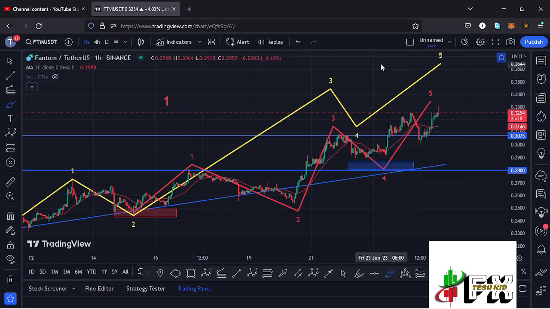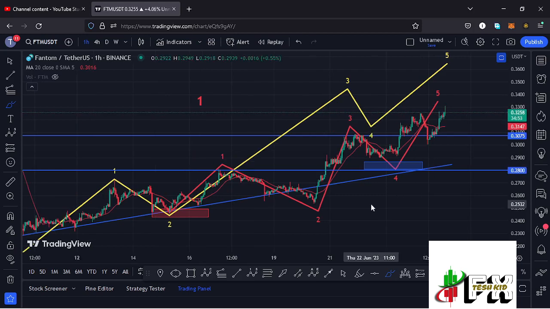Alternatively, there are high chances that we might not see that one more high in the formation of this wave 3, and there are chances that the high that we have made at around the $0.3313 mark might be the high for this third wave to the upper side. And if that is the case, there are chances that soon we can see a bit of a breakdown to the lower side in the formation of this wave 4.